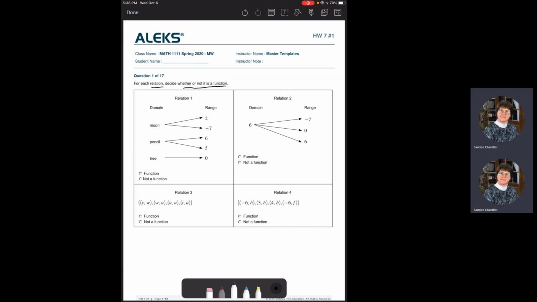So let's take a look at this. The first, relation 1, tells us that moon is 2 and -7. That can't happen. Moon cannot be 2 things, so this is not a function. Our relation 2 tells us that 6 is -7, 6 is also 0, and 6 is 6. 6 cannot map to 3 different things, so this is not a function.